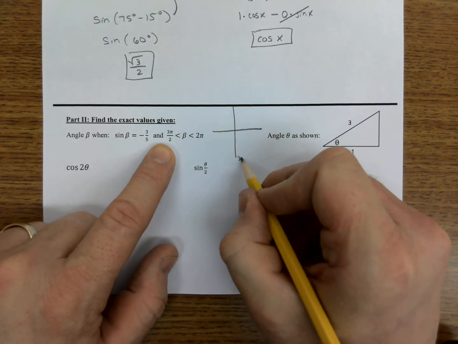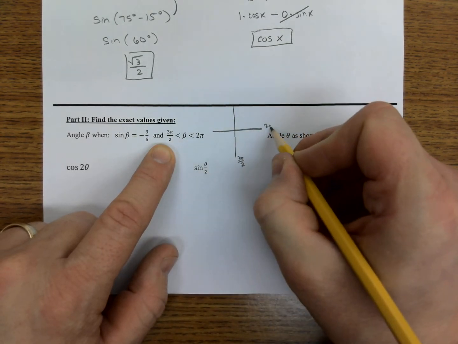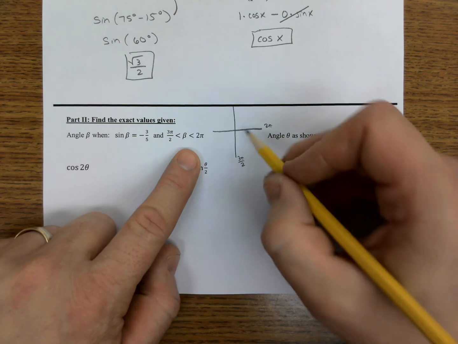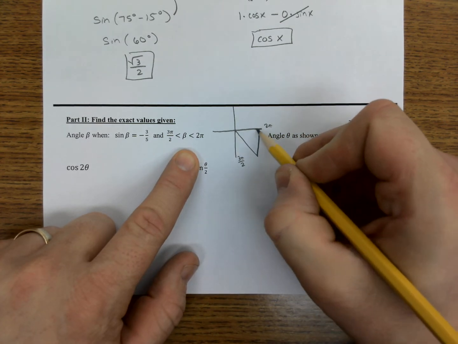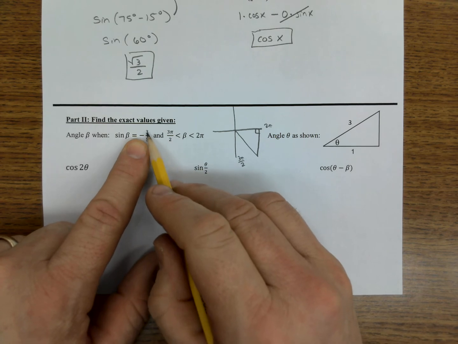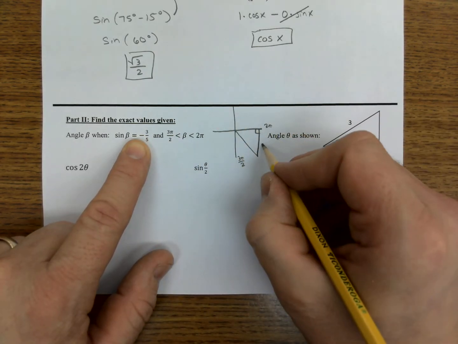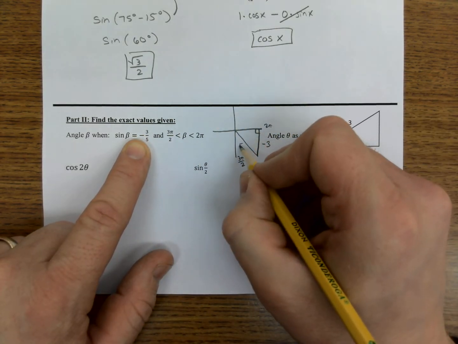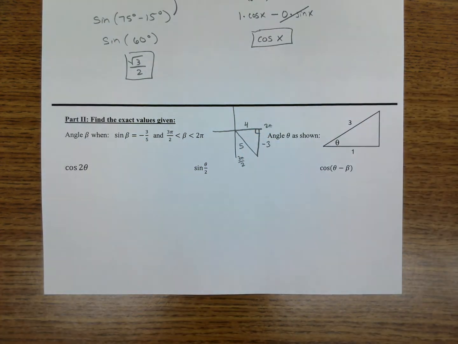Where's 3 pi over 2? That's down here, and 2 pi. So angle beta is in here. I'm just going to draw this generic triangle. And I know what beta is. It's -3/5 for the sine. So that's opposite over hypotenuse. It's a 3, 4, 5 triangle.